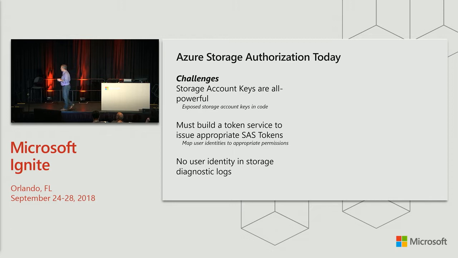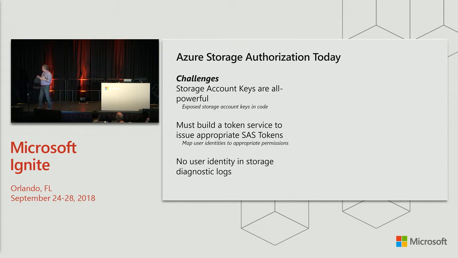We also have this idea of generating a token that has a limited lifetime and a limited set of permissions. This is called a shared access signature token, or SAS token. But in order to really use those effectively, you still have to build a service that decides which users have which permissions, and you have to generate the tokens for them and give them to them. You have to do this work of mapping user identities to the appropriate permissions.